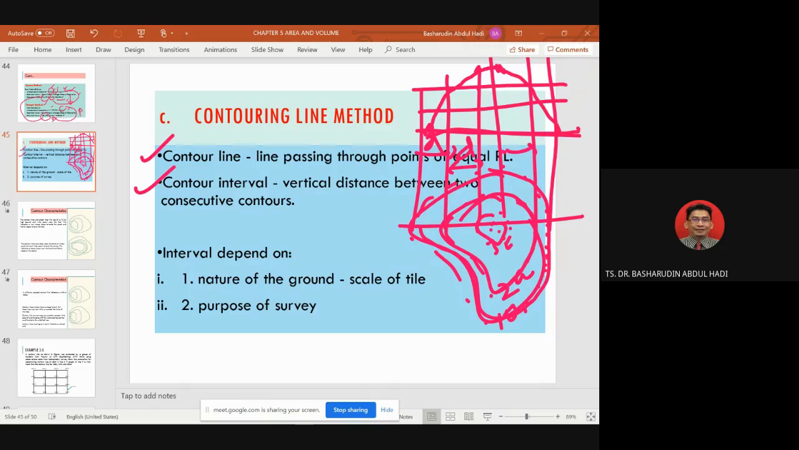This one is D. The interval depends on one, the nature of the ground and scale of the map, and two, the purpose of the survey. So what does the interval depend on? If you want to build housing, maybe the grid system you set out is 4 to 20 meters or 50 meters. If you do a survey for an estate, maybe you can take around 100, or 50 meters by 50 meters. It is based on the nature and the purpose of the survey.